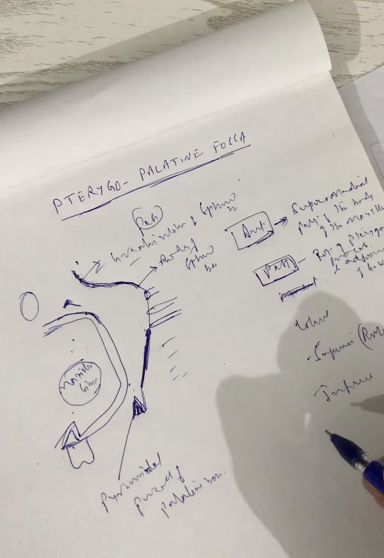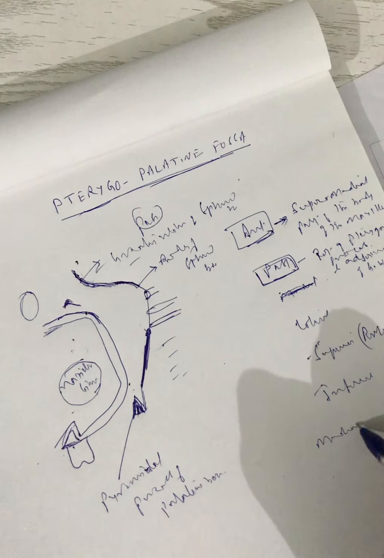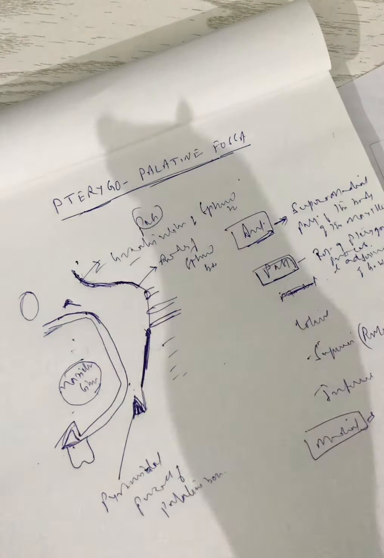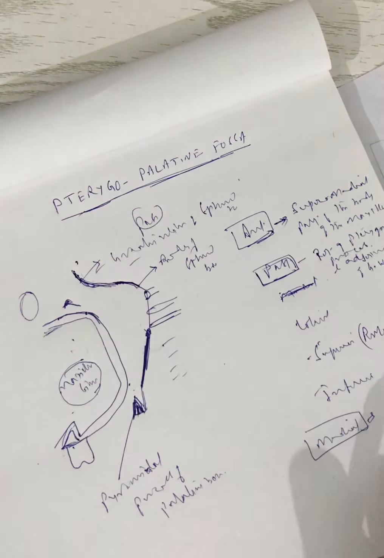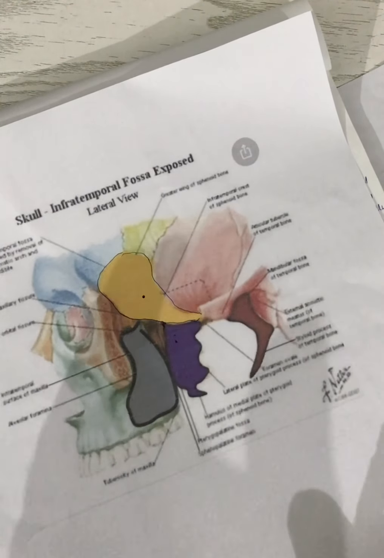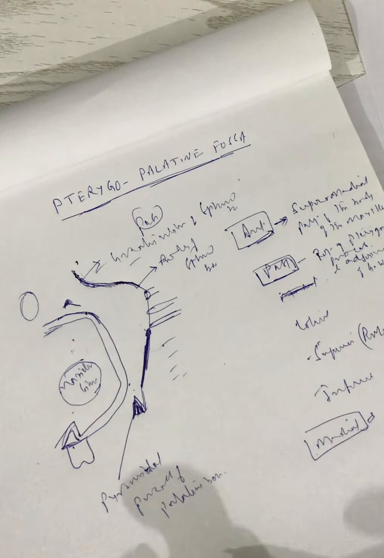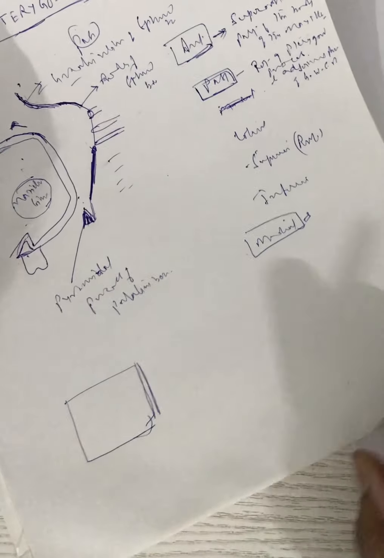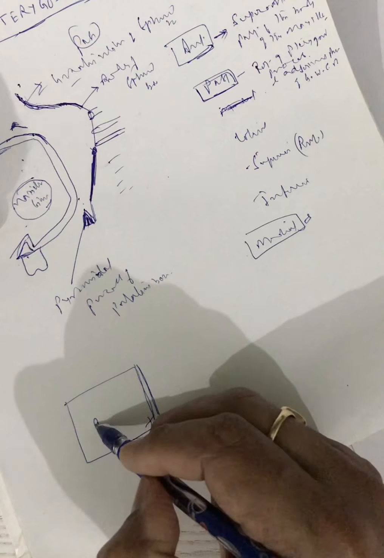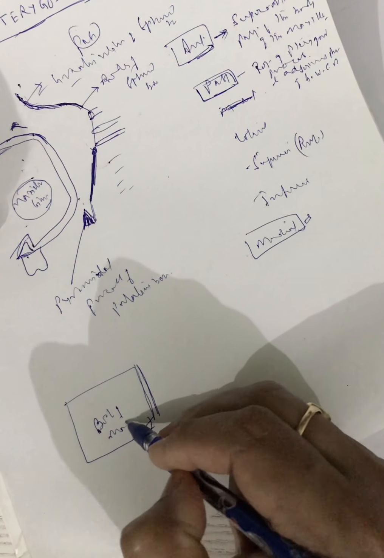Now the medial boundary. The medial boundary is formed by which bone lying medially? As we have talked about the nose, while talking about the lateral surface of the nose, in that case, if this is the body of the maxilla, over here we have got a groove.